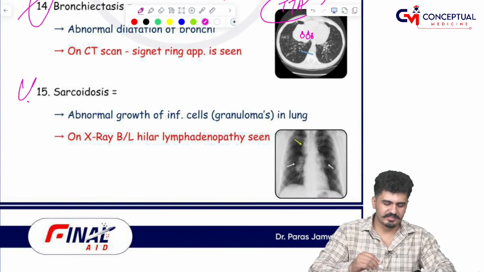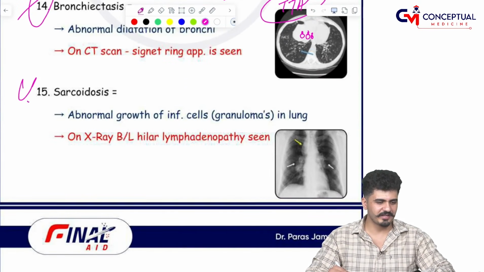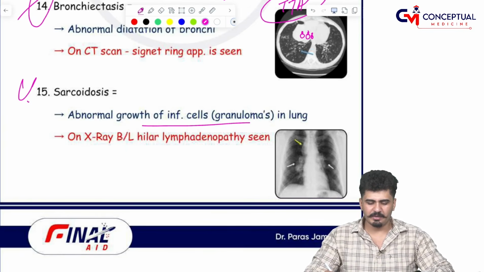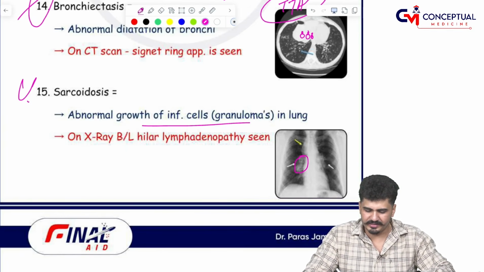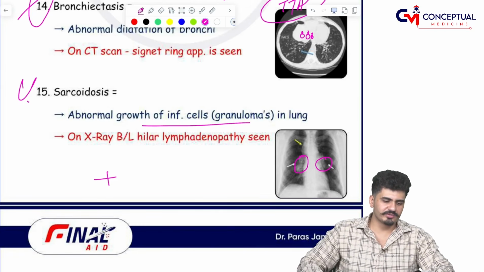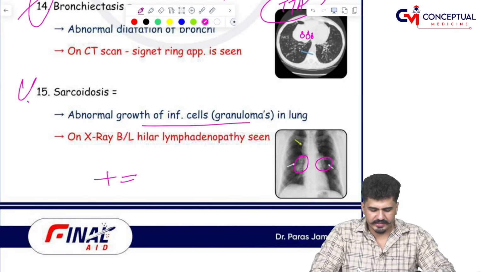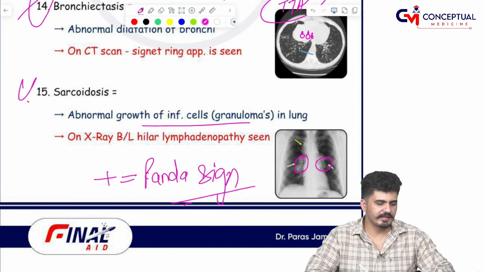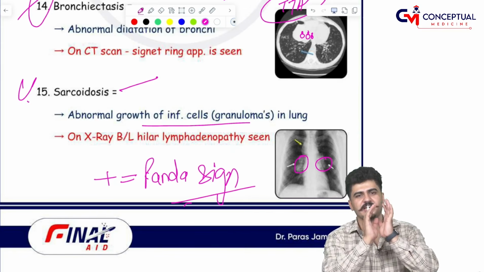Coming on to the next part called sarcoidosis, my dear friends, ladies and gentlemen. Sarcoidosis. Sir, sarcoidosis, abnormal growth of inflammatory cells you are going to see, and bilateral hilar lymphadenopathy you are going to see. One more sign in sarcoidosis you are going to see, that is called panda sign. Panda sign. Now one more question sarcoidosis ka.